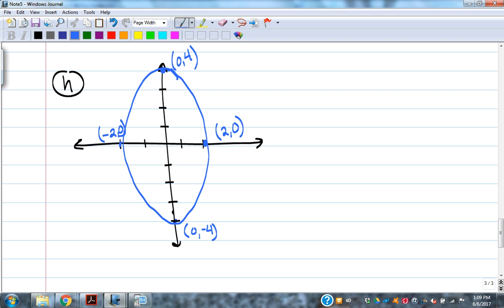Is that a function? No, it's not. It fails the vertical line test. There's a good example where it fails the vertical line test. But we could still talk about the domain of that.